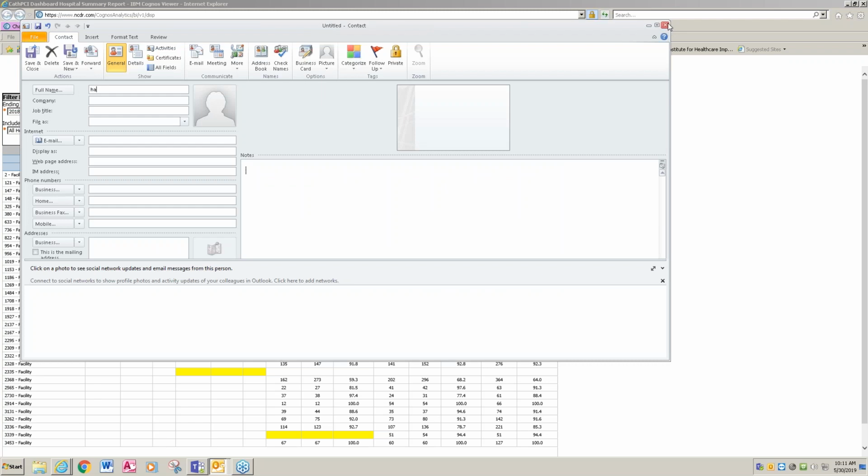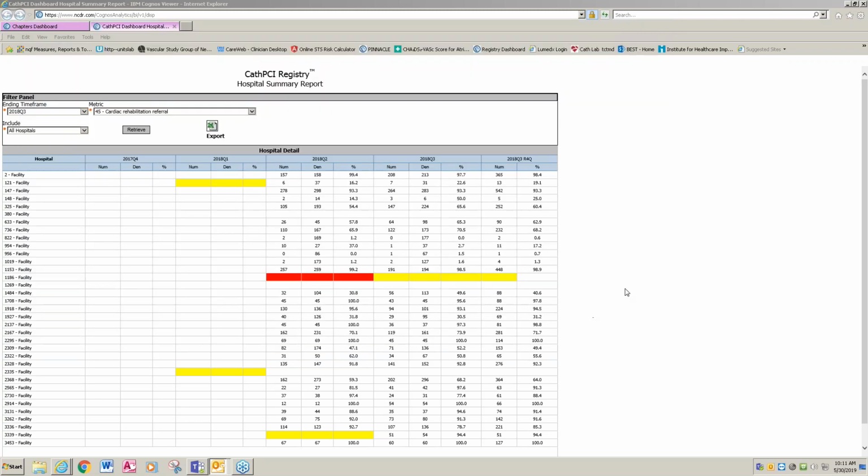So this is the data about the cardiac rehab referral data, which is a quite new metric. We can see that the data is pulled after the 2018 second quarter. And we can see that it has an even bigger difference between the hospitals.